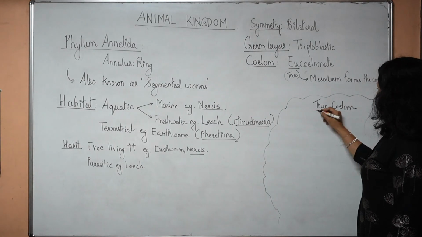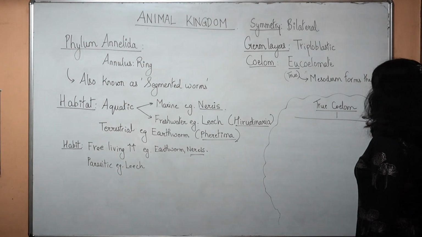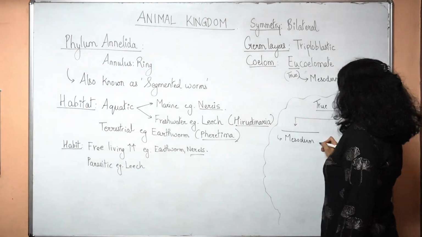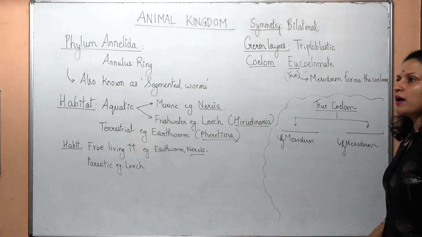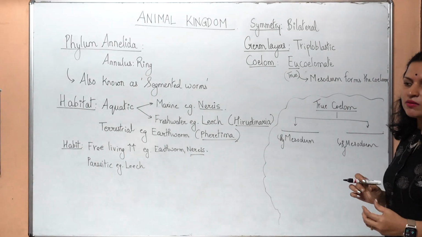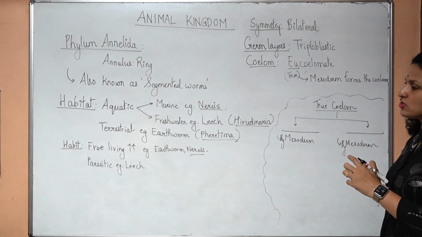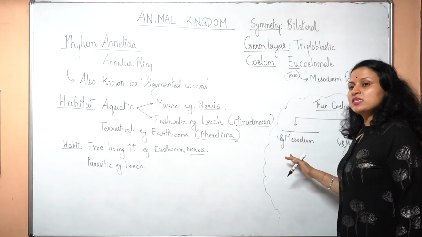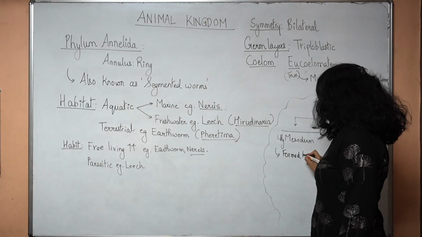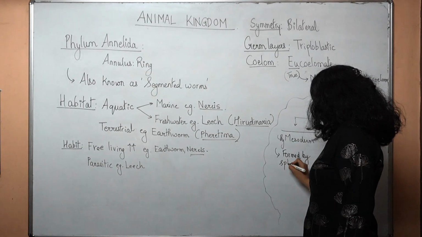The true coelom is of two different types. This is also formed by mesoderm. This is also formed by mesoderm. But this one is formed by splitting of the mesoderm into many pouch-like structures in order to form those internal septa. So this one is formed by splitting of the mesoderm.